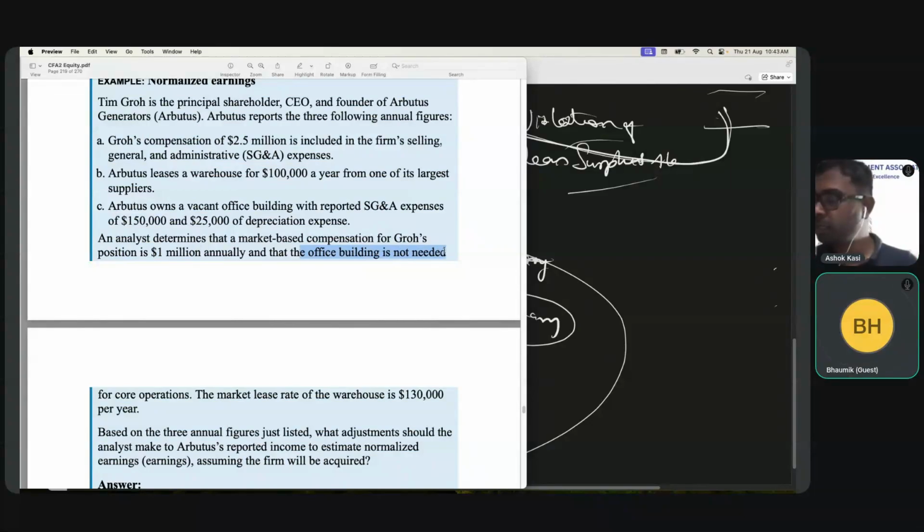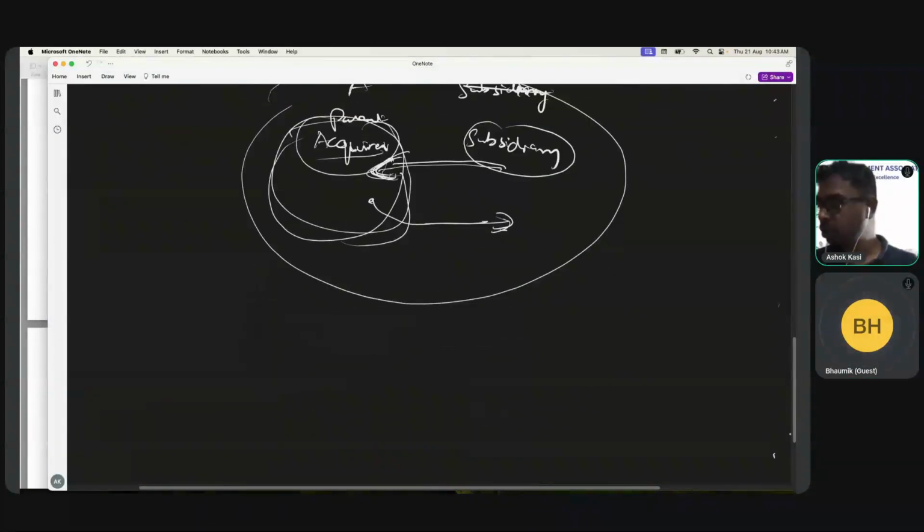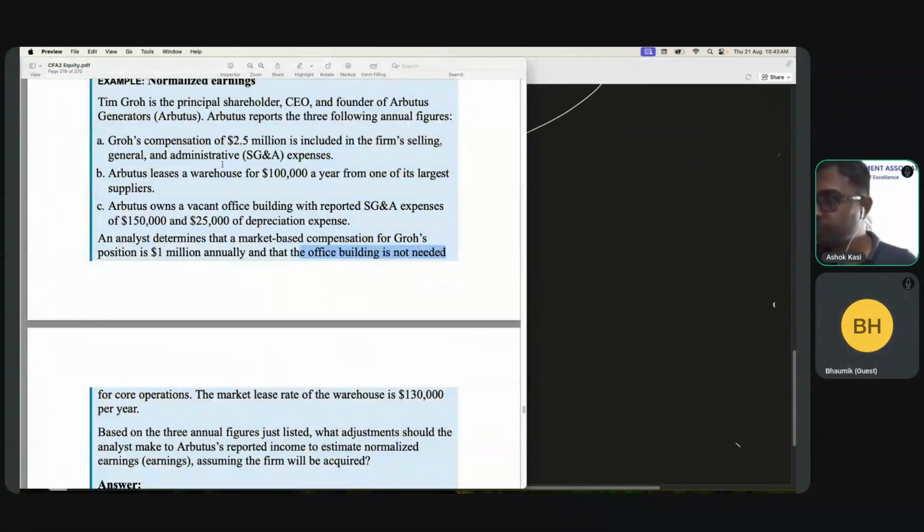The office building is not needed for core operations. The market lease rate of the warehouse is 130,000 per year. Based on the three annual figures just listed, what adjustment should the analyst make to Arbitrus's reported income to estimate normalized earnings, assuming the firm will be acquired? So if the firm is acquired, what will be the normalized earnings?